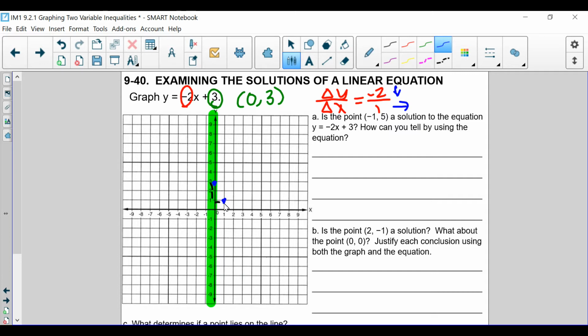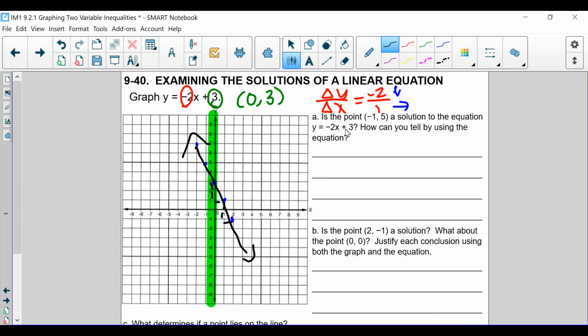Once again, negative 2 as our slope means down 2, over 1. You're always going to the right 1. And if you want to go the other direction, you just do the opposite, up 2 over 1. So it's kind of like little stairs, up 2 over 1, up 2 over 1. Then connect your points, and you've got your line.